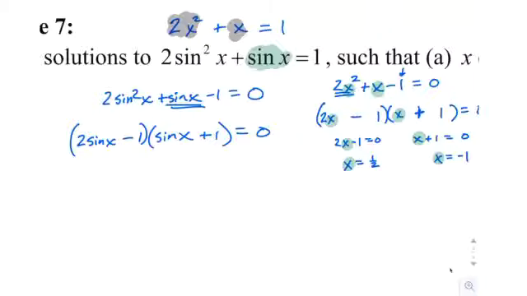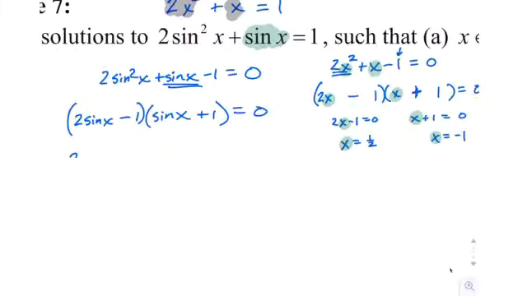2 sine of x times sine of x is sine squared of x. Sine times sine is sine squared. All right, so then we would set each of those equal to 0. 2 sine of x minus 1 equals 0, or sine of x plus 1 equals 0.